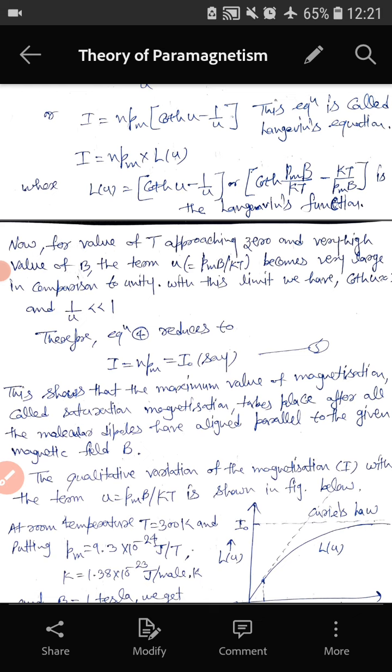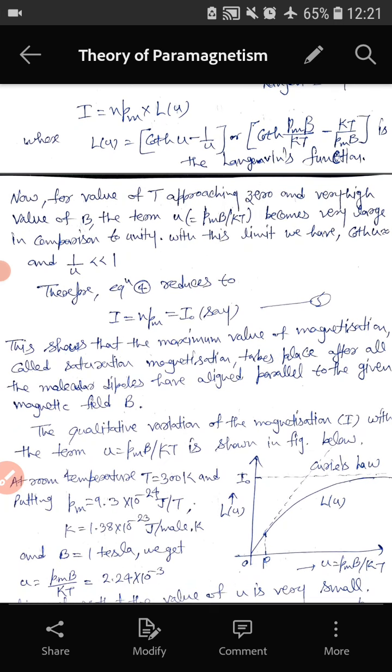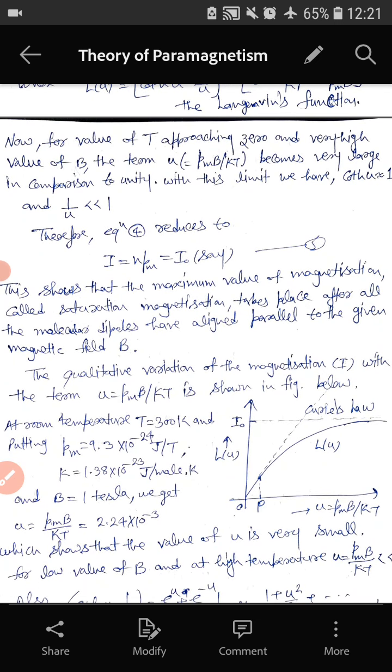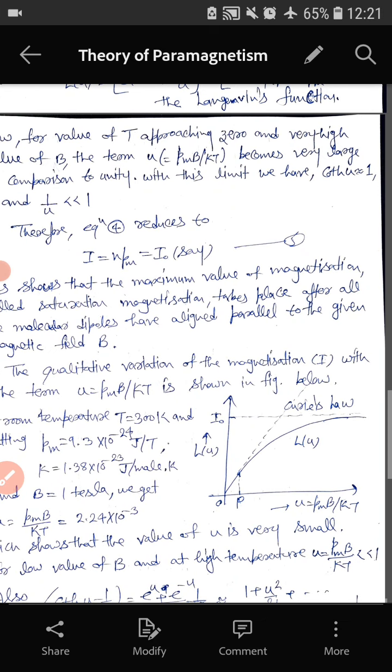Further, the qualitative variation of the magnetization I with the term u is shown in the figure below. Now if we want to plot this Langevin function L(u) versus u, this function will be like this.